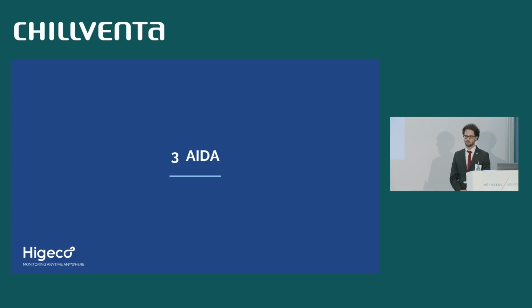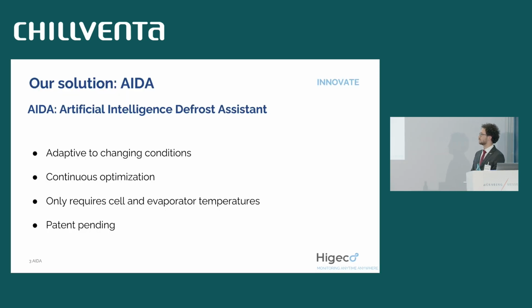And here comes our solution, AIDA. AIDA is our artificial intelligence defrost assistant. It's an algorithm that is adaptive to the changing conditions, both of the machine and of the external environment. This is doable thanks to a continuous optimization that the algorithm performs starting from the data it acquires. In particular, we only need the cell temperature and the evaporator temperature to predict frost formation and then act based on this prediction.